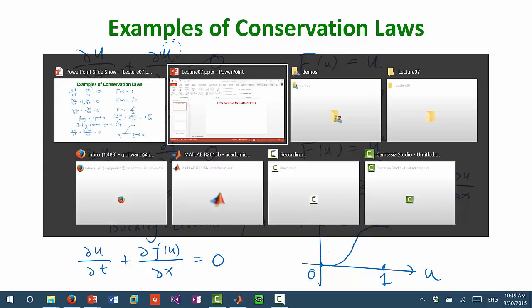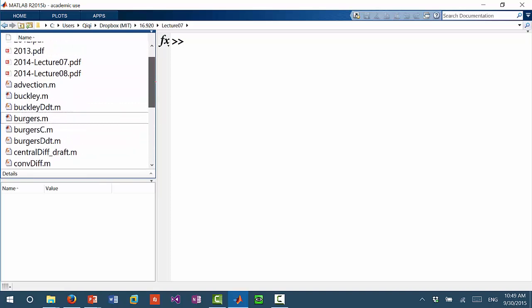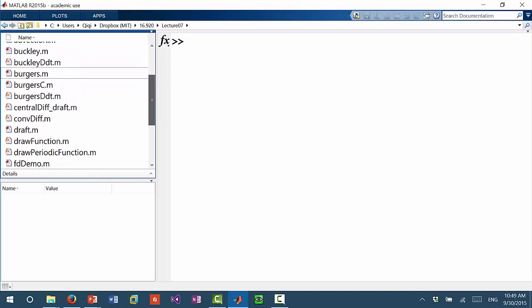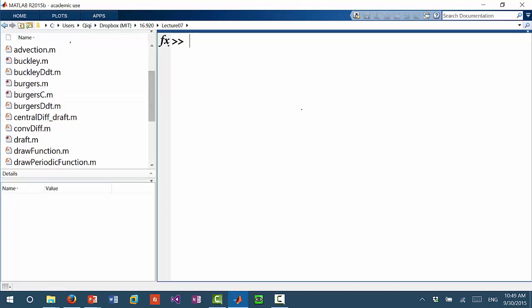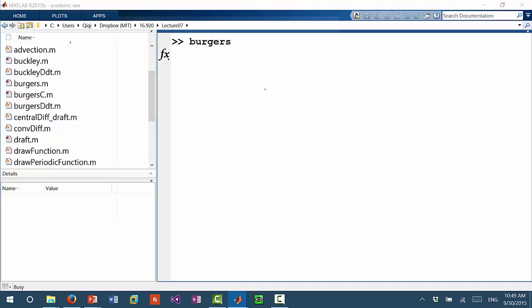So to end this lecture, I'm going to have you take a look at some examples of scalar conservation laws. Let me see. I have the Buckley-Leverett equation and Burgers equation here. And to end on a light note, let's try Burgers. All right.